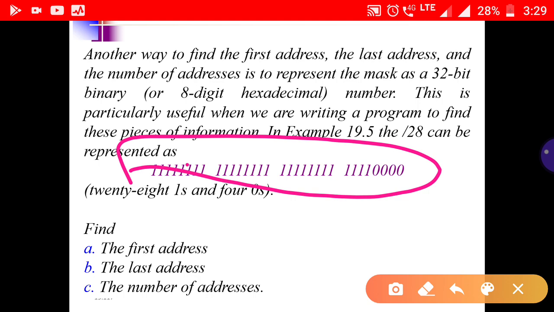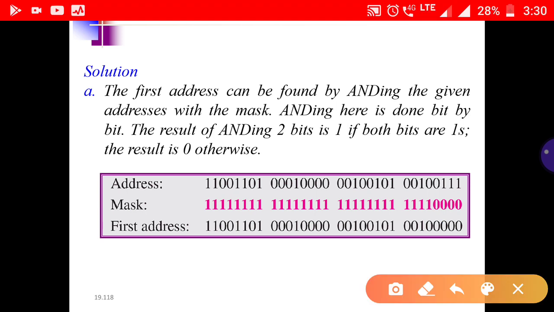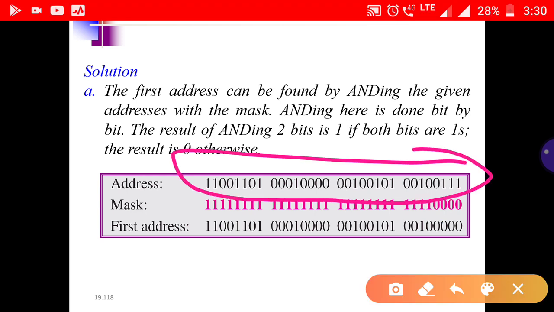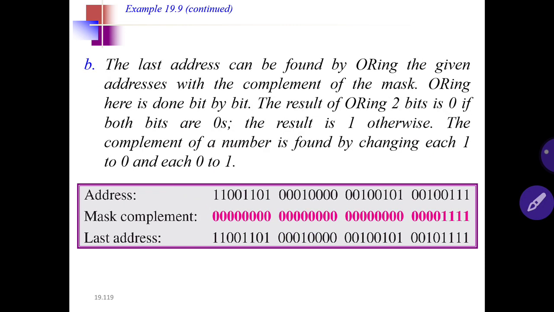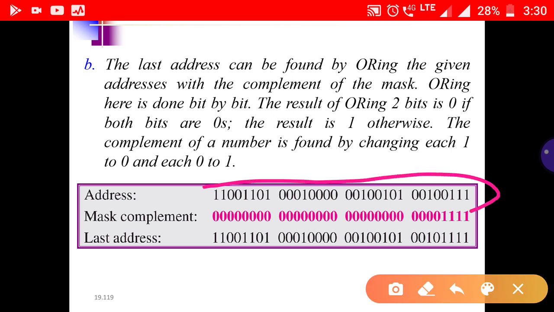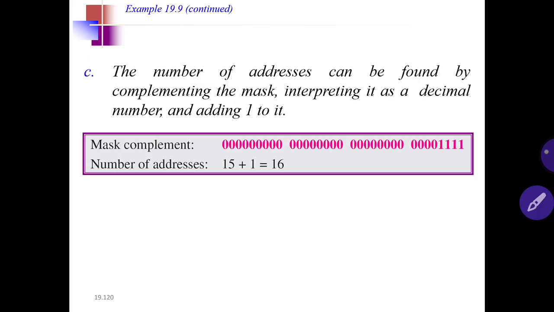In the given address, we will find the first address like this. It's a given address, it is a mask, and the mask AND the given address results in the first address. The given address OR the complement of the mask gives the last address. The total number of addresses is the complement plus 1.